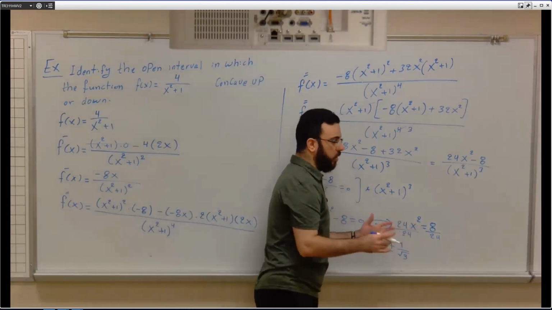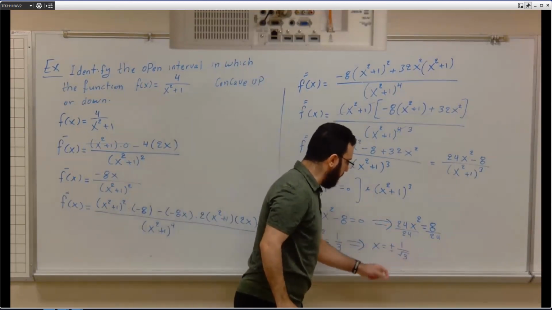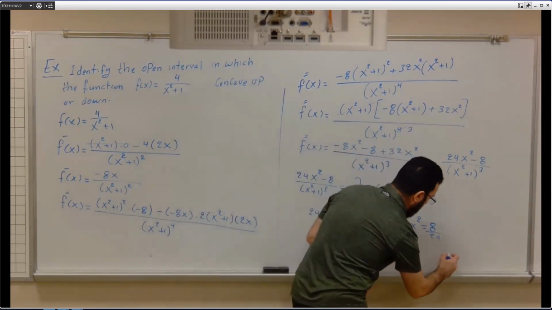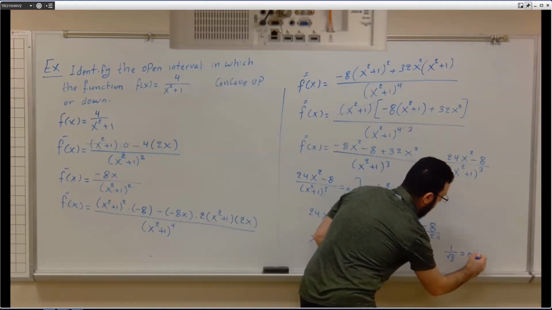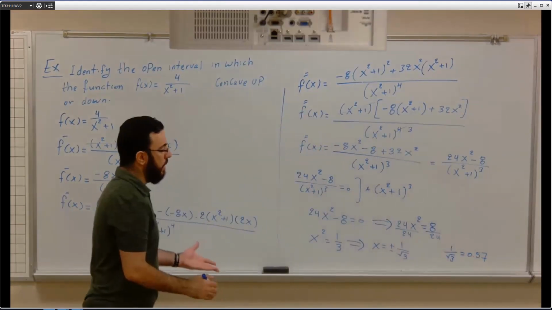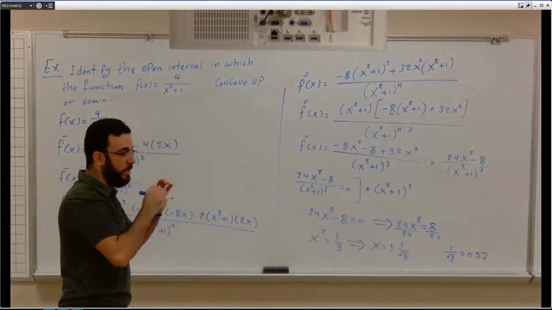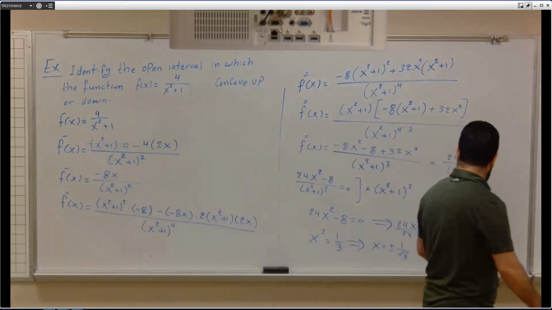You need this because you have to graph the line. How are you going to put these points? So 1 over square root of 3 is equal to 0.57, or rounded, 0.58. It doesn't matter, but I just need it to graph. So when I put the line, I can know how to graph it. So these are the critical numbers.